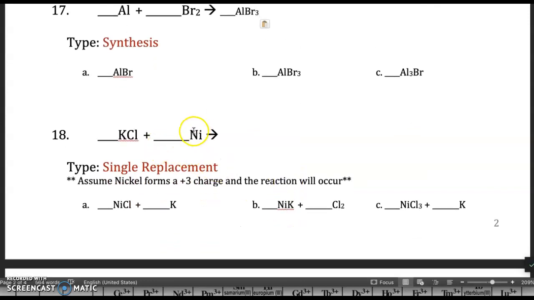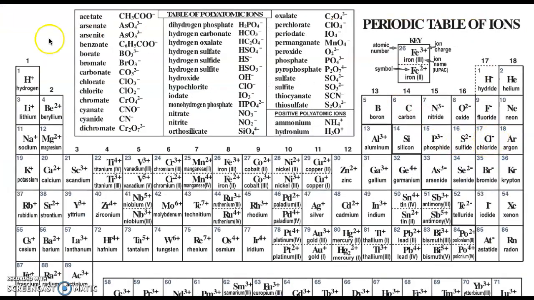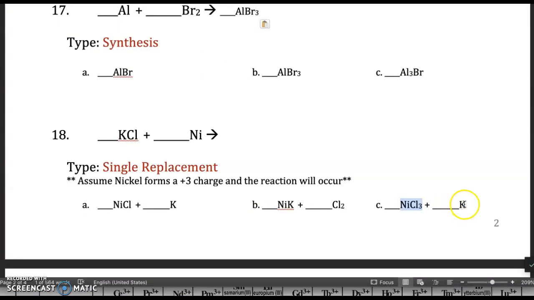18 is single replacement because I have a metal and an ionic compound. Ni and K are switching spots, which means B I can get rid of. So the question is, if nickel forms a plus 3 charge, will I get NiCl or NiCl3? And since Cl is a -1, when it crisscrosses with a +3, I get C as my answer.